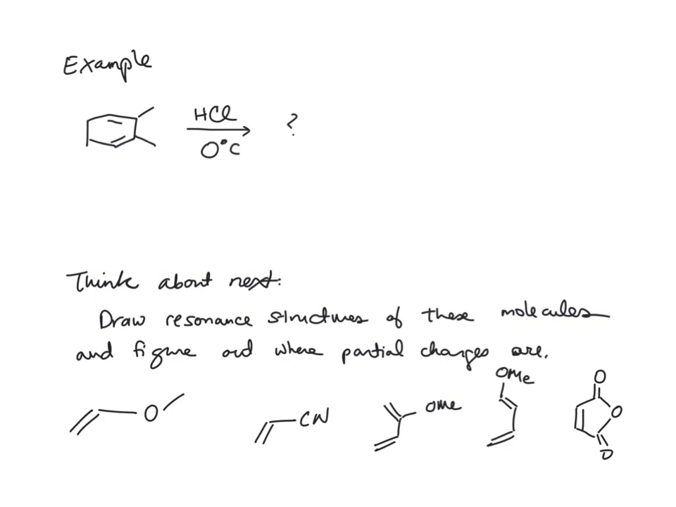Last, let's do an example together. Some of you have asked me to do some more examples in these videos. So what is the product of this alkene reacting with hydrochloric acid at 0 degrees? Now the first thing that stands out to me is that we've got 0 degrees as a low temperature, which means we're going to favor the kinetic product. So what's our mechanism going to look like? We can take either of these pi bonds, it doesn't matter because they're the same.